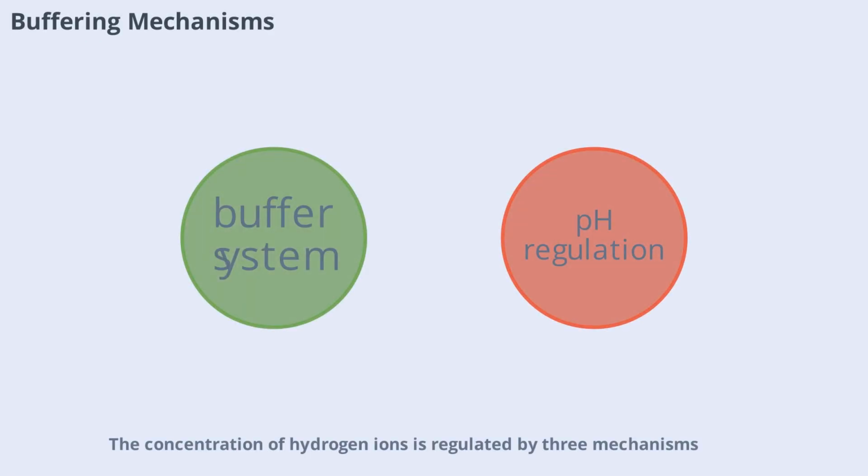Concentration of hydrogen ions is regulated by three mechanisms: chemical buffer systems, the rapid first line of defense; brain stem respiratory centers, which act within 1-3 minutes; and renal mechanisms, which are the most potent but require hours to days. These systems work together to maintain pH within a narrow range.